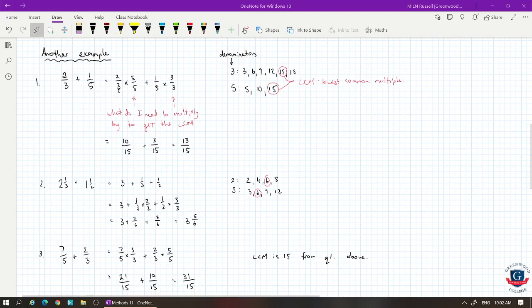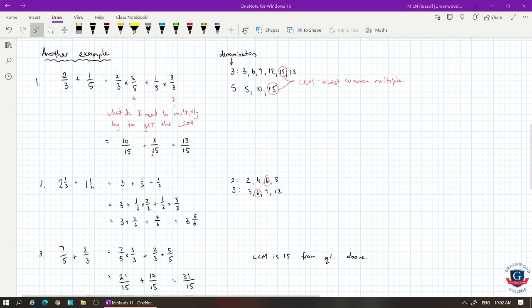2/3 plus 1/5. The lowest common multiple of 3 and 5, as we can see here, is 15. We need to make 15 in the denominators by multiplying by 5. If we do it to the denominator, we have to do it to the numerator as well to keep the proportion the same, and you'll end up with 10 on 15. We do the same for a fifth. Multiply by 3 on 3.